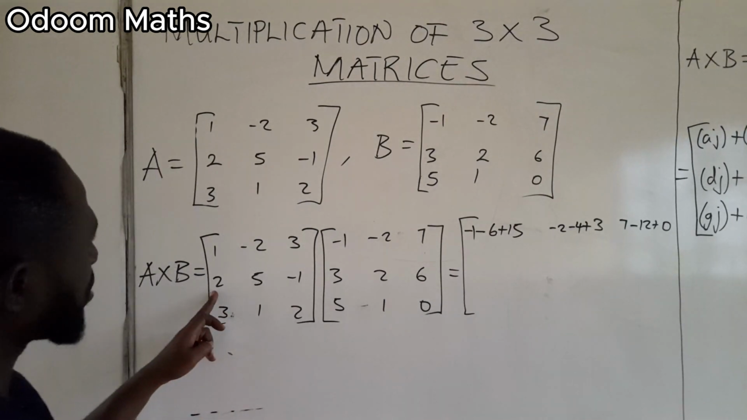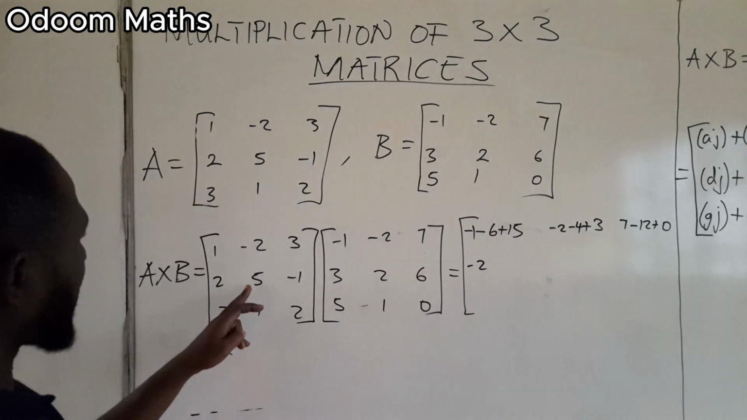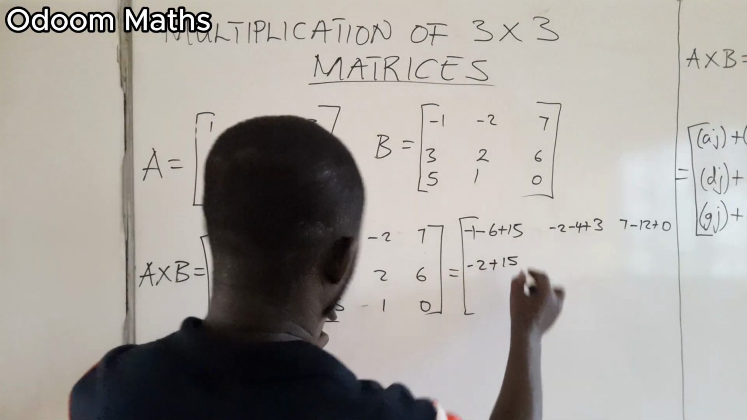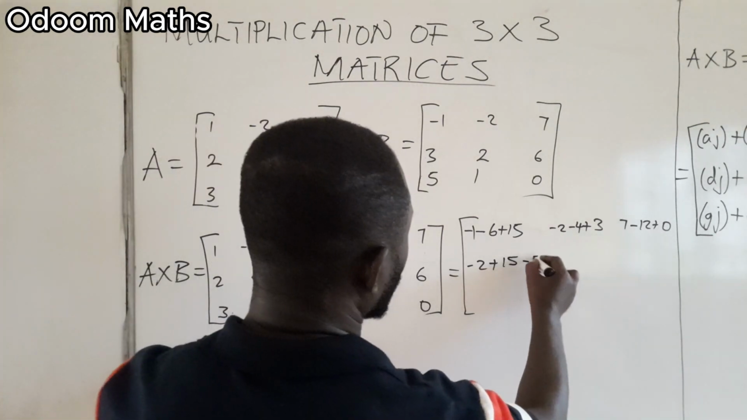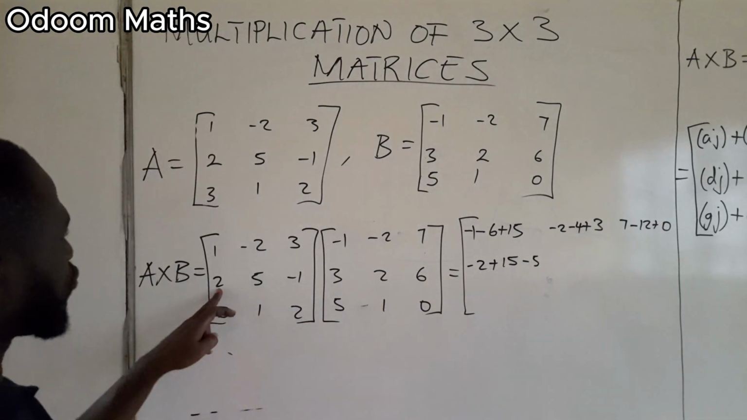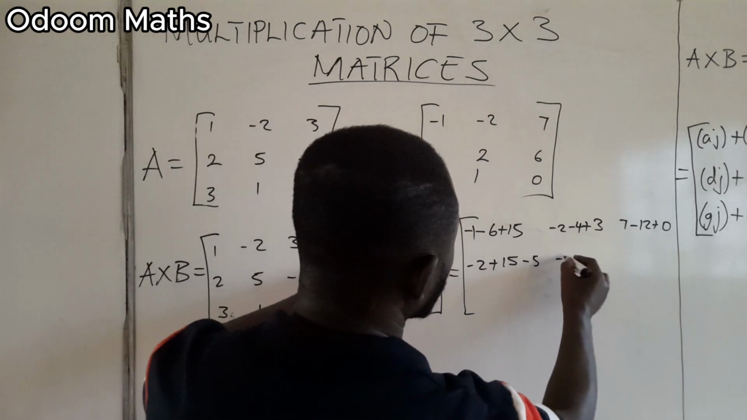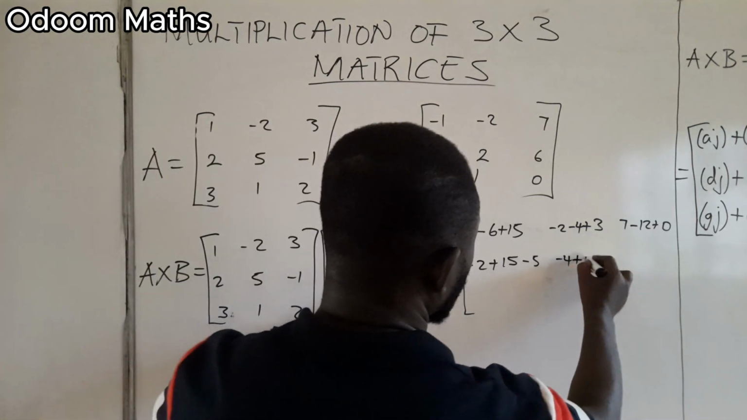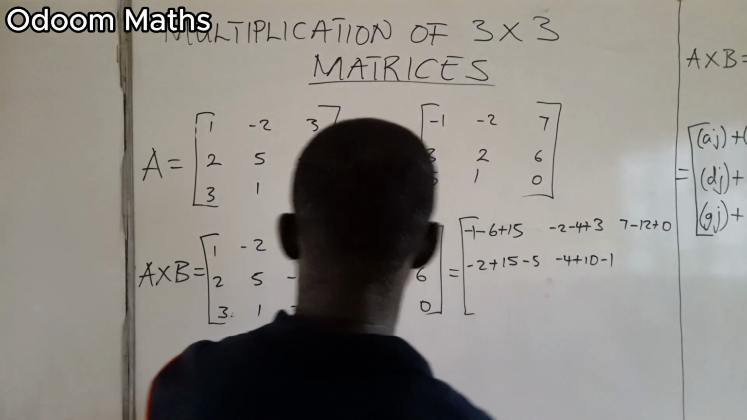So 2 times negative 1, negative 2. Then 5 times 3 is 15. Then negative 1 times 5 is negative 5. Then 2 times negative 2 is negative 4. 5 times 2 plus 10. Negative 1 times 1 is negative 1.